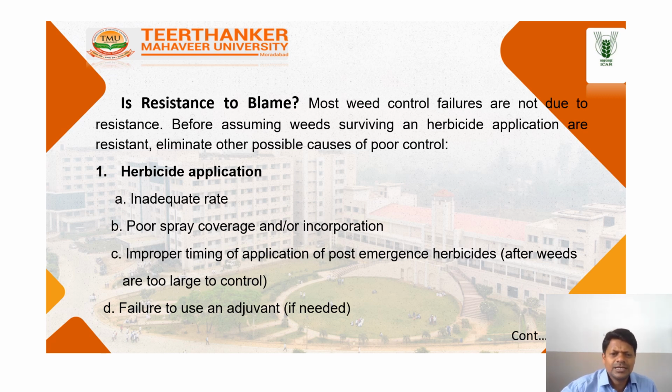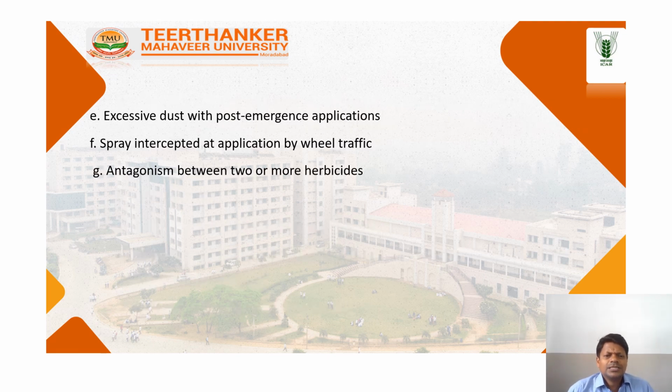So these reasons can also be blamed for the herbicide not working. Other reasons are dust on the plants with post-emergence application, spray interception, skips in application by wheel traffic, and antagonism between two or more herbicides. Here it is mentioned that more dust on the plant or antagonism between two herbicides can also stop them from working.